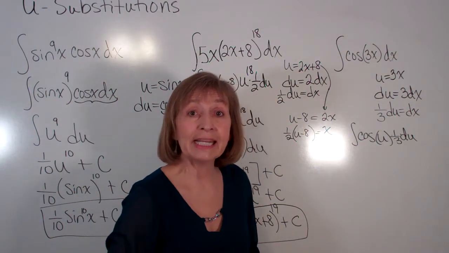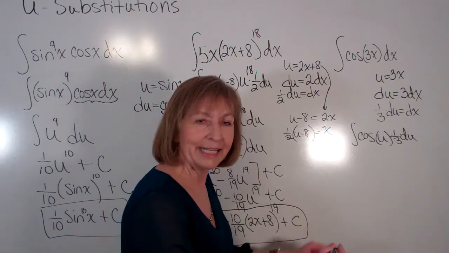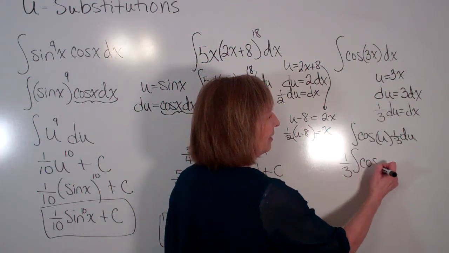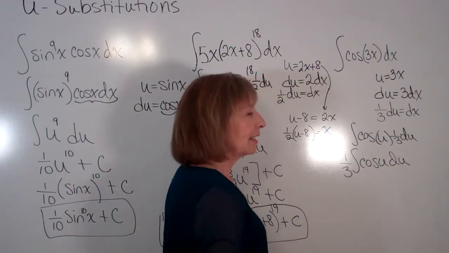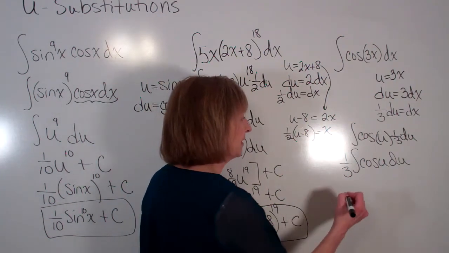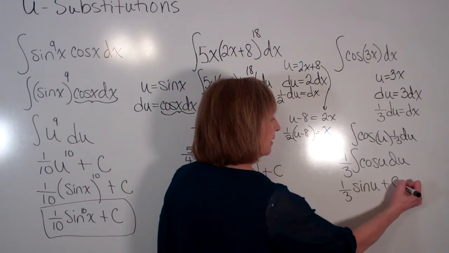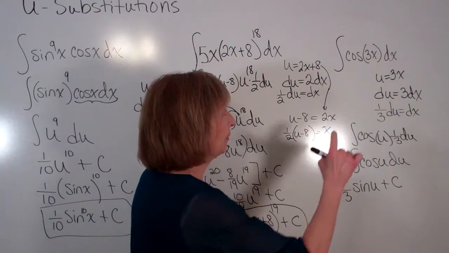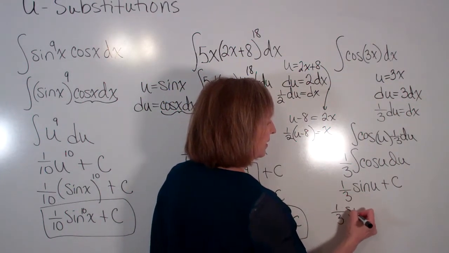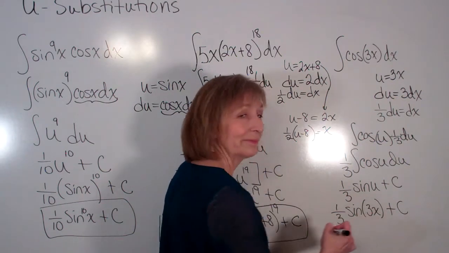And that's just multiplication, so if it gets confusing that it's in there, just factor it out in front of the integral. So I have 1/3 times the integral of the cosine of u du. The integral of cosine u du is sine u, and then plus c. So I have 1/3 sine u plus c, and then take out the u and replace it back with what you let take its place. So this is 1/3 sine of 3x, and then plus c.